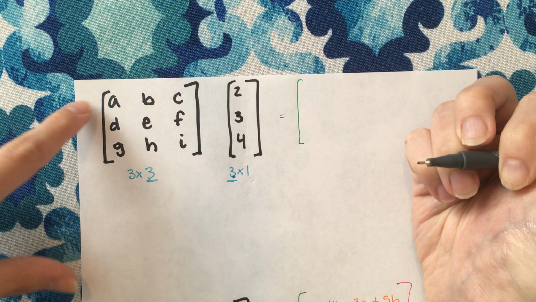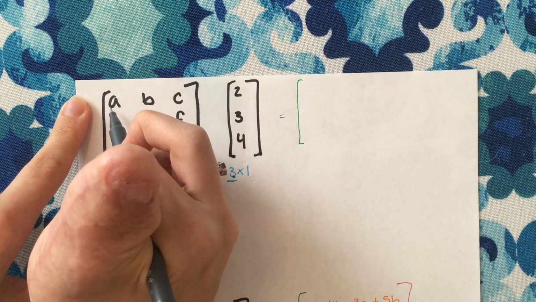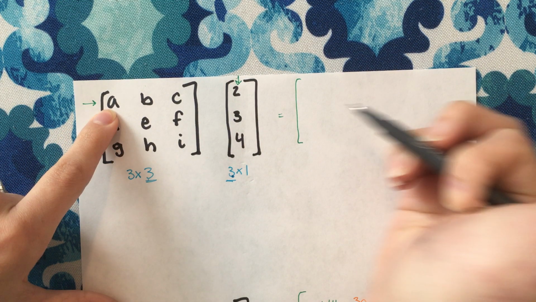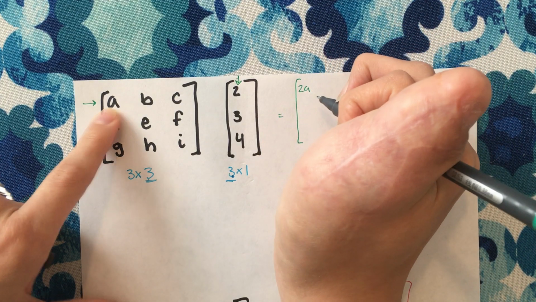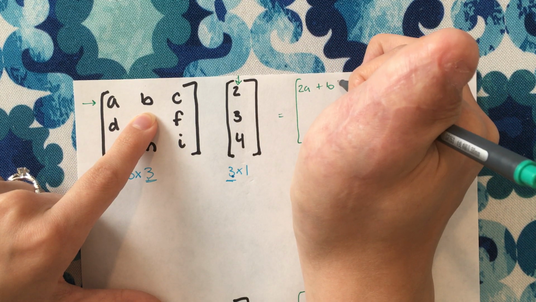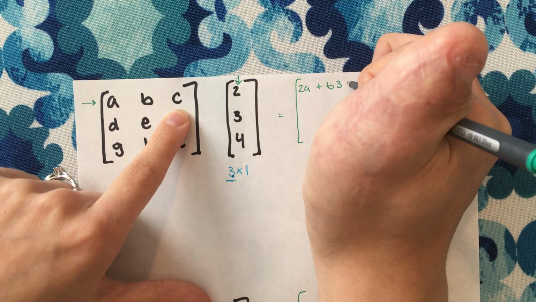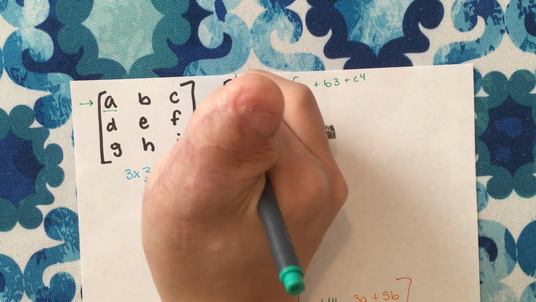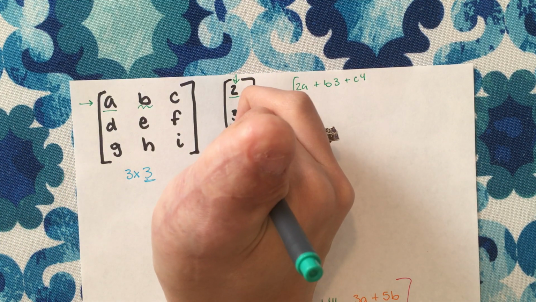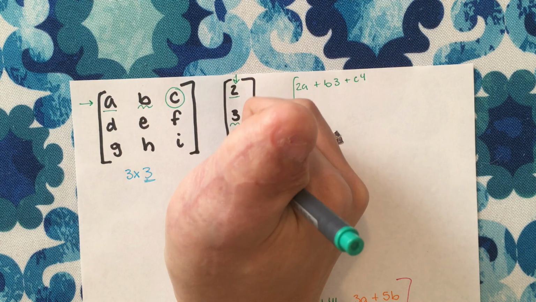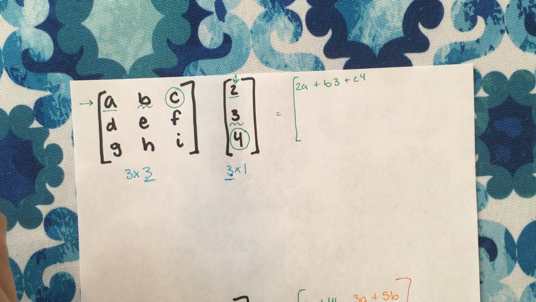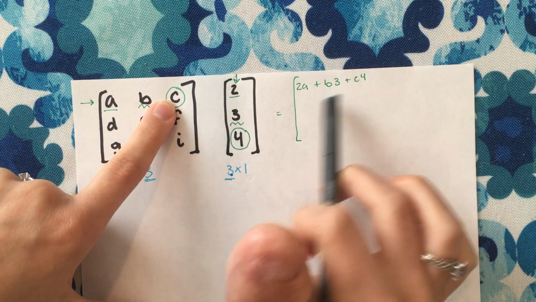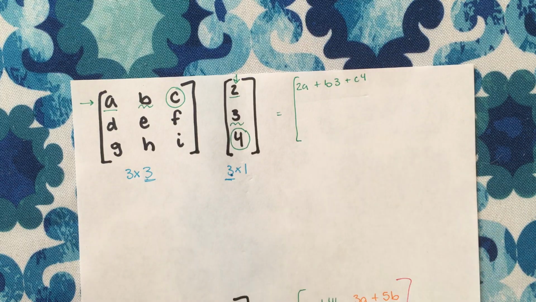All right, so let's get started. We're going to multiply this row by this column. So A times 2, plus B times 3, plus C times 4. So I did A times 2, B times 3, and C times 4, and I added each of these together, and that gave me my first element.